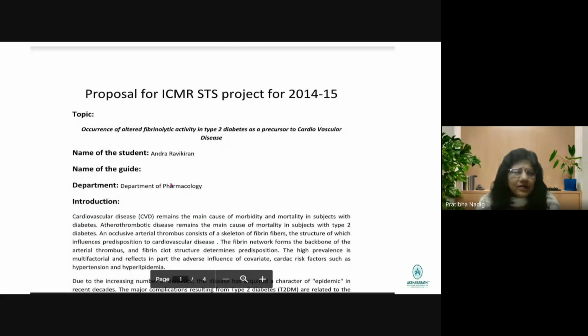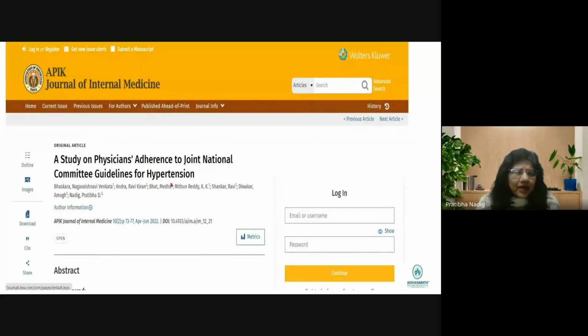And this is Ravi Kiran's project. It is under publication. It is on physicians' adherence to Joint National Committee guidelines, with Vaishnavi and the whole group. There were 8 of them. It took quite a long time, but they had a lot of perseverance and they did it.